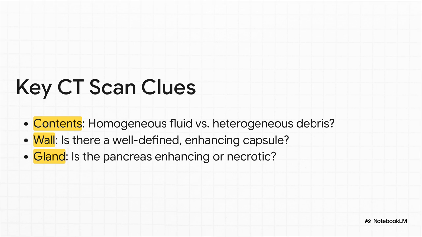Or is it kind of murky and gray with heterogeneous debris? That screams ANC or WON. Next, look for a wall. Is there a bright white enhancing ring around it? If yes, you know you're past 4 weeks dealing with a pseudocyst or a WON. If no wall, you're in that early phase. And always, always glance back at the pancreas itself. If you see parts of it that are dark and non-enhancing, that confirms the original problem was necrotizing pancreatitis.